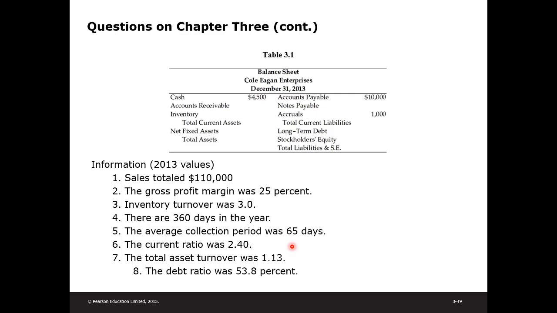This is considered a small case study. Given this balance sheet and this information, the case study will ask to answer some questions related to these missing values. Sales totaled 110,000, gross profit margin was 25%, inventory turnover was 3 times. There are 360 days in the year, so we are not dealing with 365 days in the year. We should be careful about this. If it's not mentioned, then we will use 365 as usual. If it's mentioned to use 360, then you should use it.